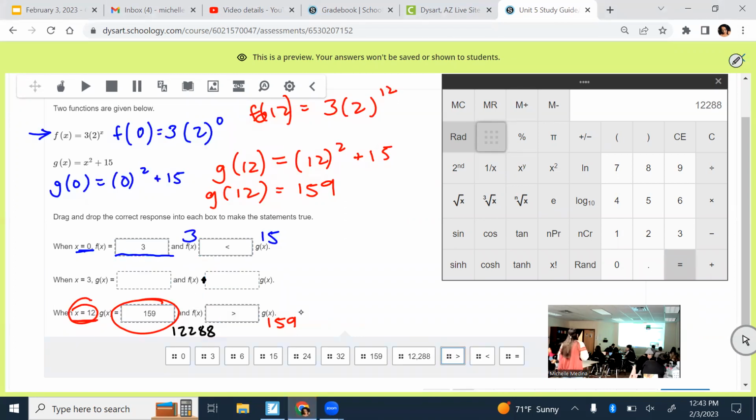So you also have to look at the order that it's presented, whether they have the f of x first or the g of x first, that would flip your sign. So questions on that one?